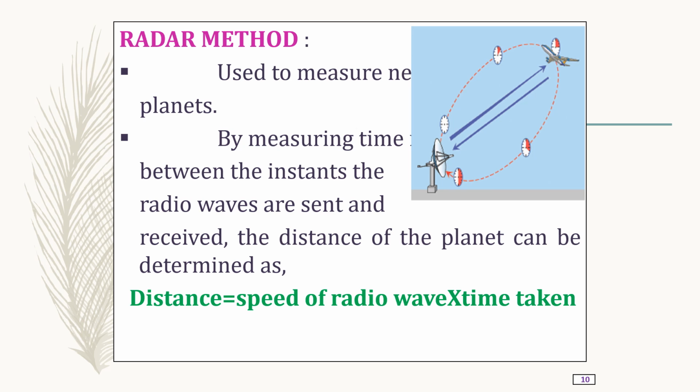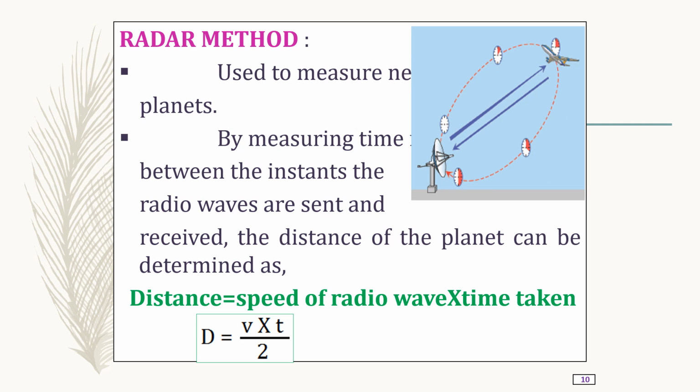By measuring the time interval t between the instant the radio waves are sent and received, the distance of the planet can be determined, as speed is equal to distance traveled divided by time taken. So distance d will be equal to the speed of the radio waves into time taken. So the formula becomes d is equal to v into t by 2, where v is the speed of the radio waves. As the time taken t is for the distance covered during the forward and the backward travel of the radio waves, it is divided by 2 to get the actual distance of the object. This method can also be used to determine the height at which an aeroplane flies from the ground.